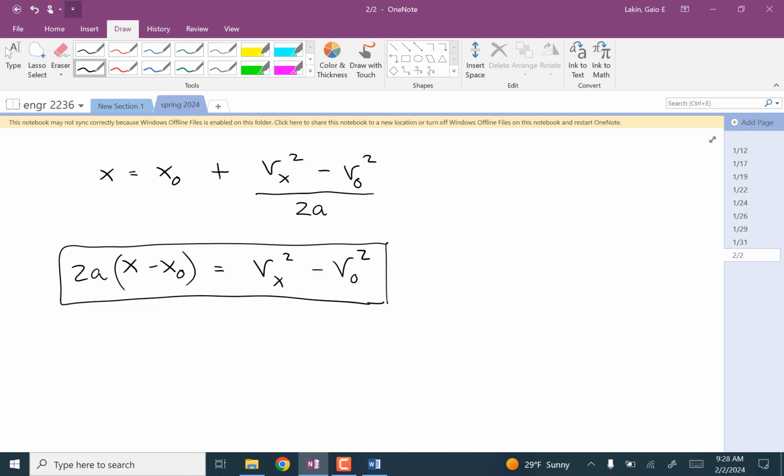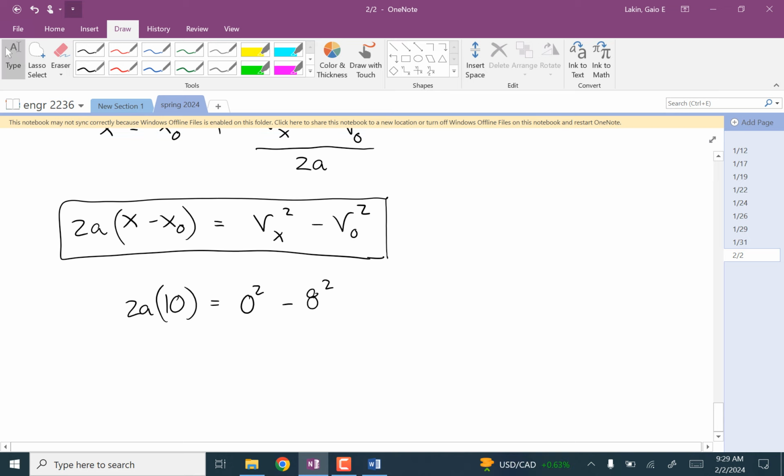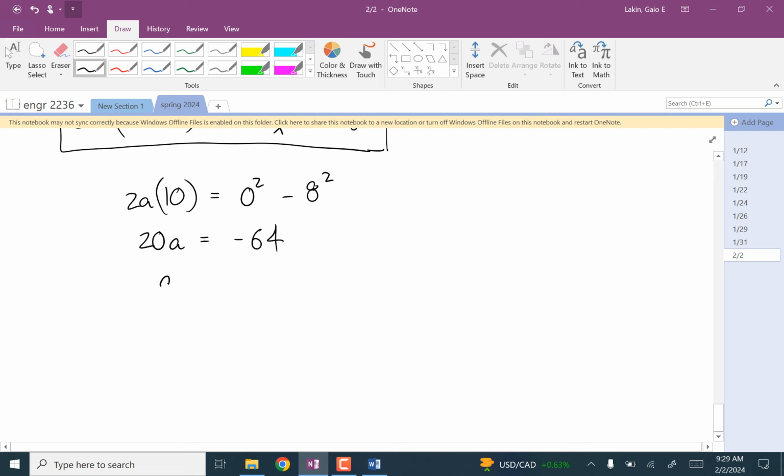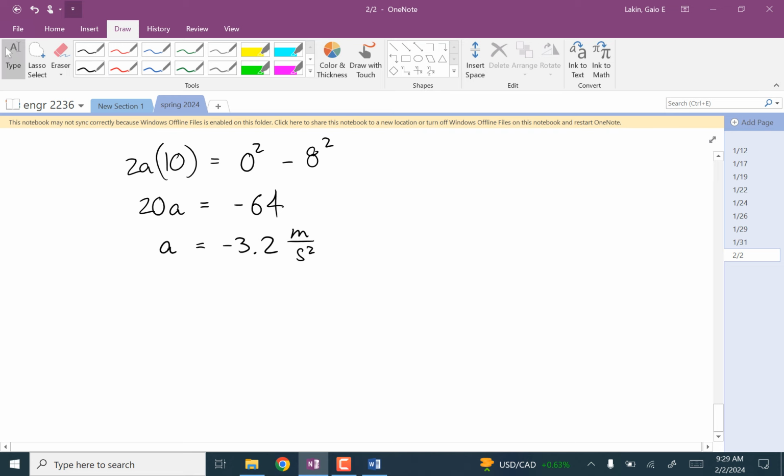So now, what are we trying to do? We're trying to figure out what's x minus x sub 0? 10 meters, yep. And we're trying to figure out that acceleration. And Vx squared is 0, V0 squared is 8 squared. So we got 20a is equal to negative 64, so a is equal to negative 3.2 meters per second squared. Okay. So now our acceleration vector is negative 3.2, 0, 0.